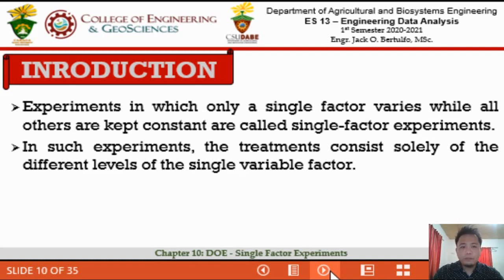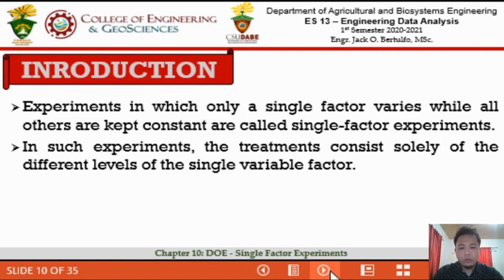Experiments in which only a single factor varies while all others are kept constant are called single factor experiments. So let's say that you want to find the cause and effect for the yield. Just like our previous example, the regression model, we have the yield and the factors, the height of the plant and the number of tillers. So there are two factors there.